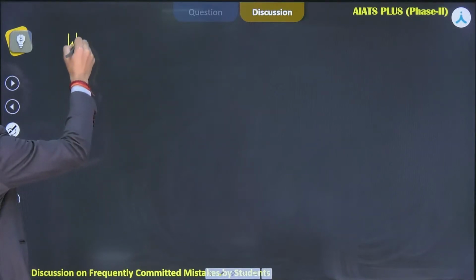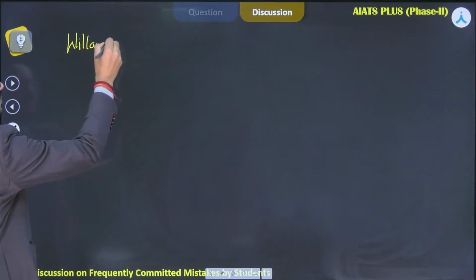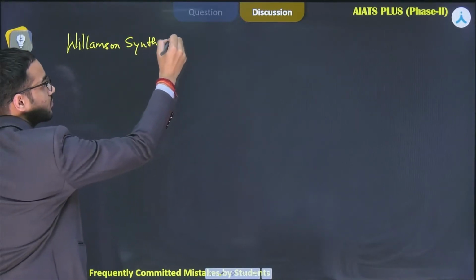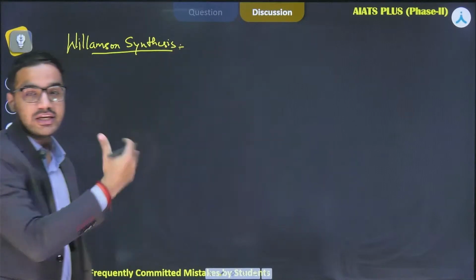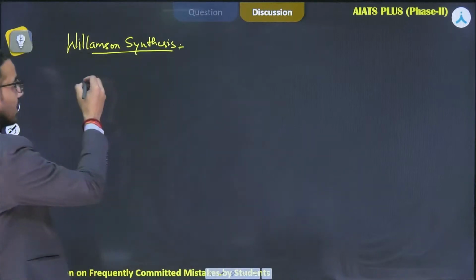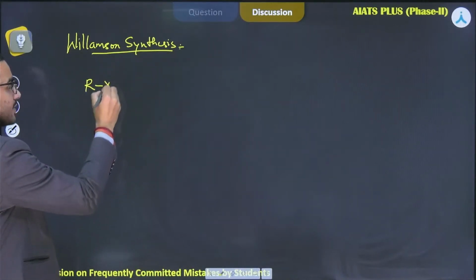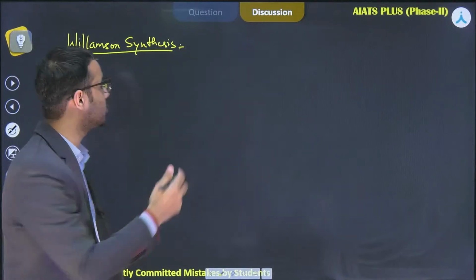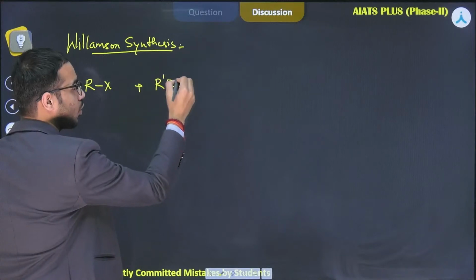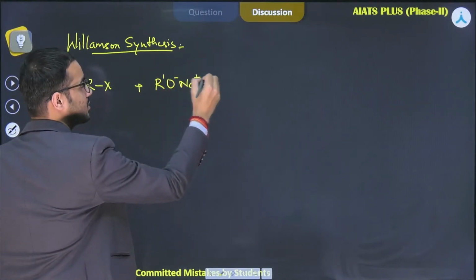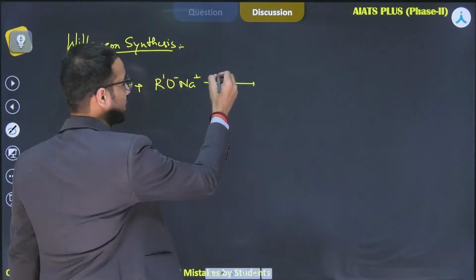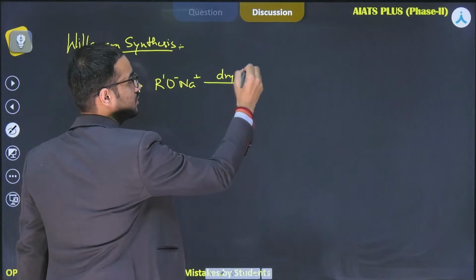This reaction is Williamson synthesis. In this reaction, we have to take an alkyl halide, let us say RX, and along with it, you will have to take an alkoxide, let us say R-O minus Na plus. The reaction is carried out in the presence of dry ether.